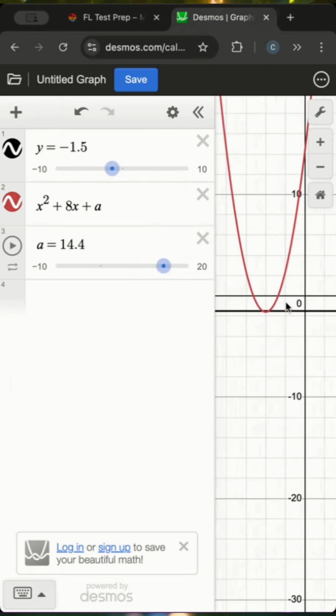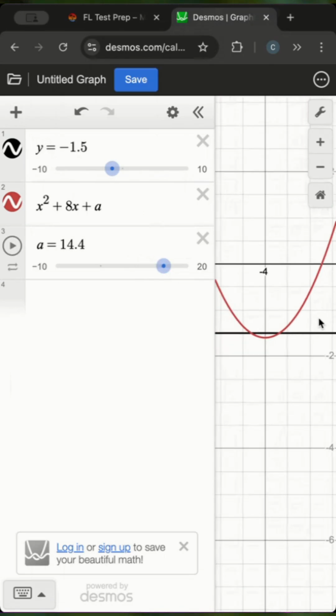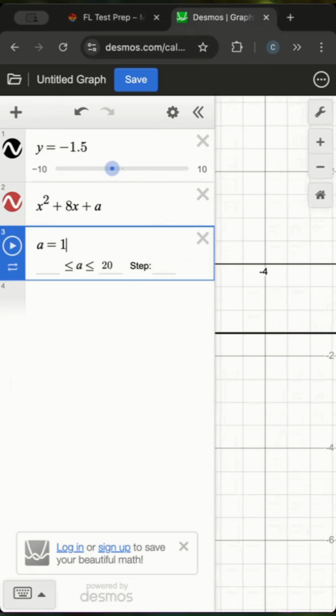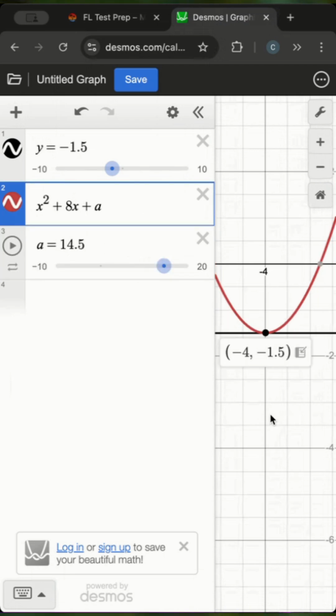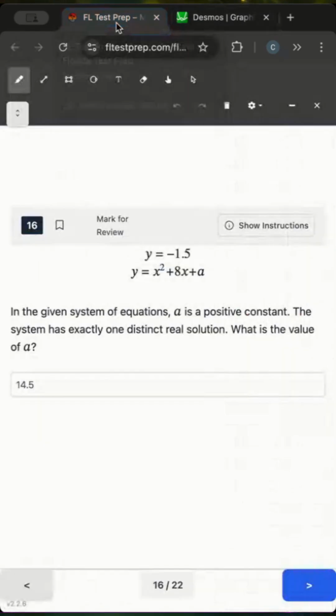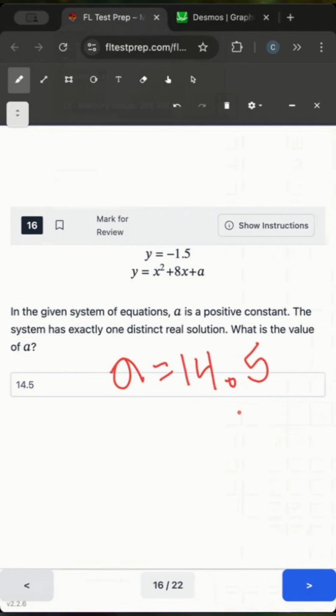We're going to zoom in. It's almost there. Let's see what happens when I make it 15. When it's 15, it's too high. 14, it's too low. So let's go 0.5. And I know when a is 14.5, it intersects at one point. That means there is one solution. So 14.5 is going to be the correct answer for this question. So you guys need to know how to use Desmos for these. Fastest way to solve them by far.